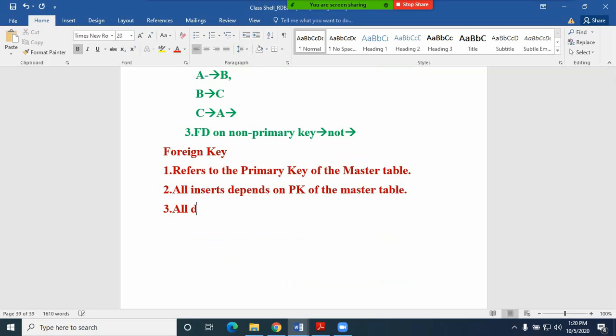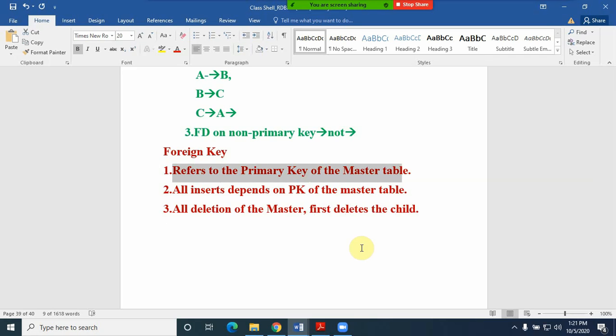All deletions of the master first delete the dependent or child, then only you can delete the master. This is the reference, friends. Whatever value I have in the child table should be referenced by the master table. So only the values which are there in the master you can refer.